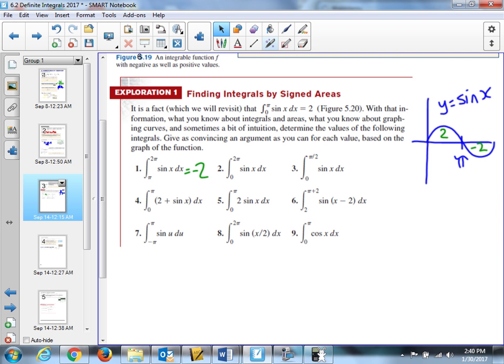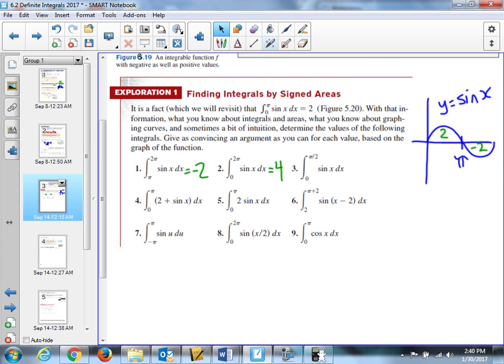Now, I just stated that one by symmetry, right? Let's see if it works out a bit differently. From 0 to 2 pi, it is going to add up to 0 because you have as much above, positive 2, as you do below. It'll zero out, even though if we wanted the absolute value of the area before, right? The way it's written, how about from 0 to pi halves?